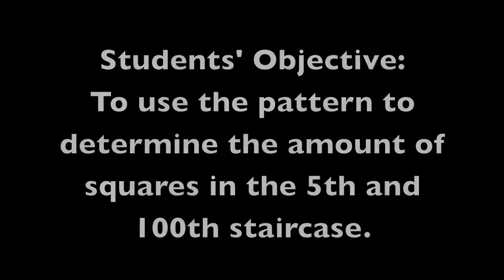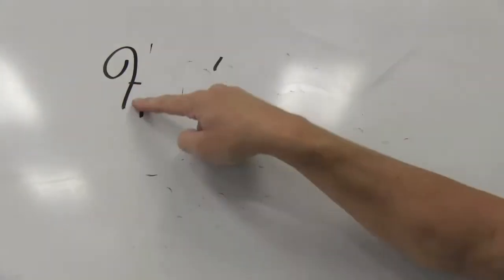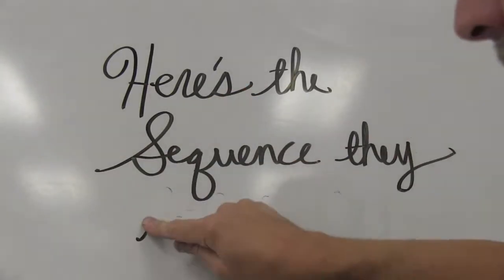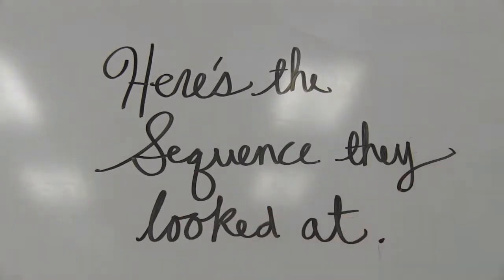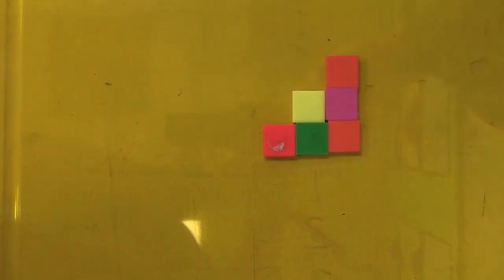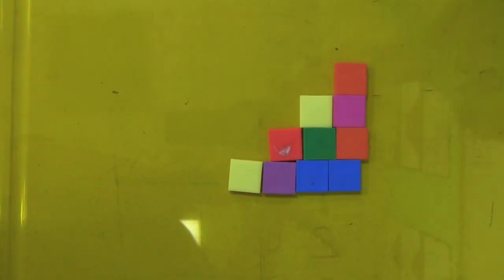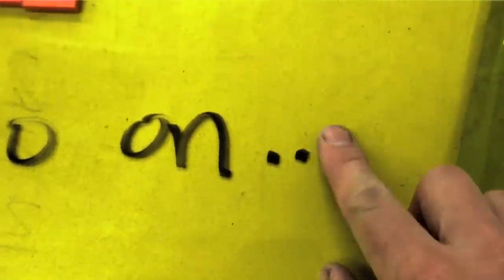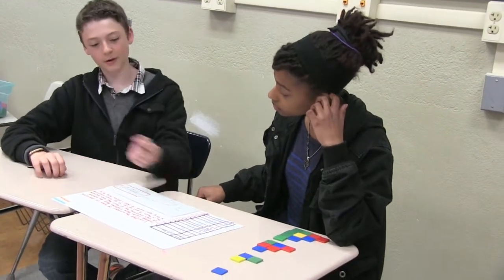And modeling. Student's objective: to use the pattern to determine the amount of squares in the 5th and 100th staircase. Here's Aya. Let's listen to how her models helped her reasoning. How do you use repeated reasoning to figure out how many tiles would be in the 12th staircase?